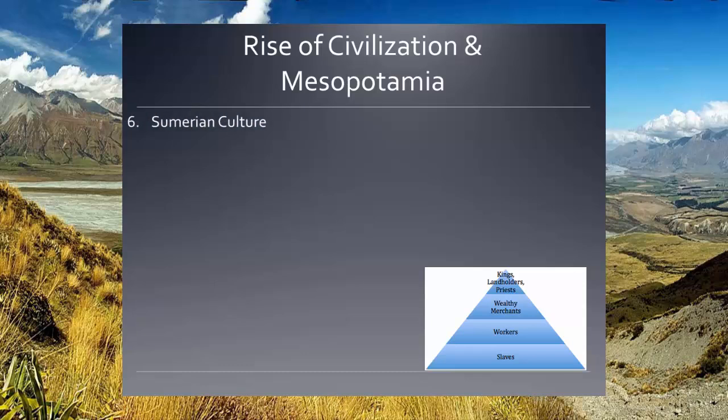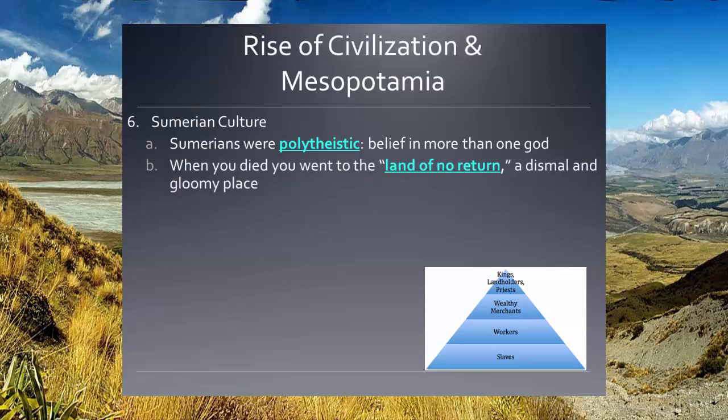Let's take an even deeper look at the Sumerian culture, just for a moment. Sumerians were polytheistic, which means that they believed in more than one god. Part of that belief was that when you die, you would go to the land of no return, as they called it, which was a dismal and gloomy place apparently.